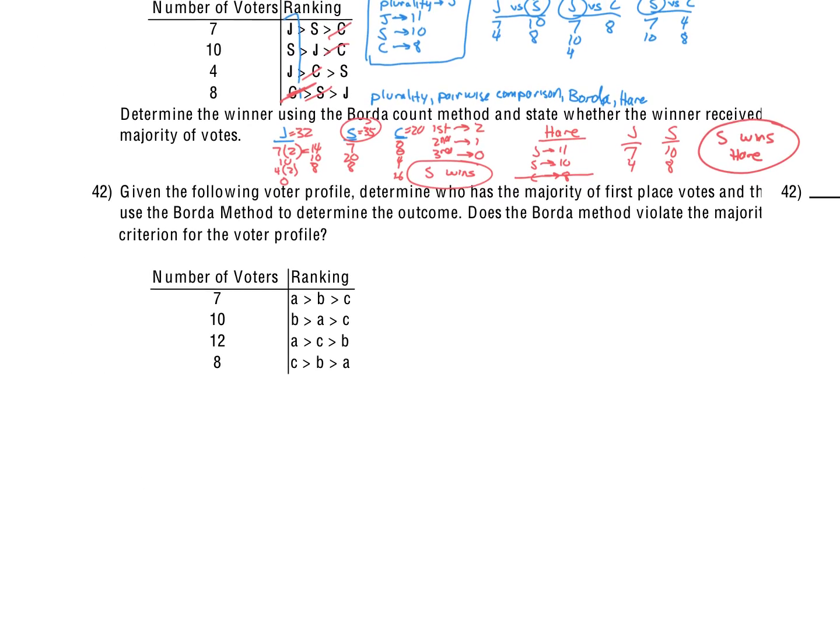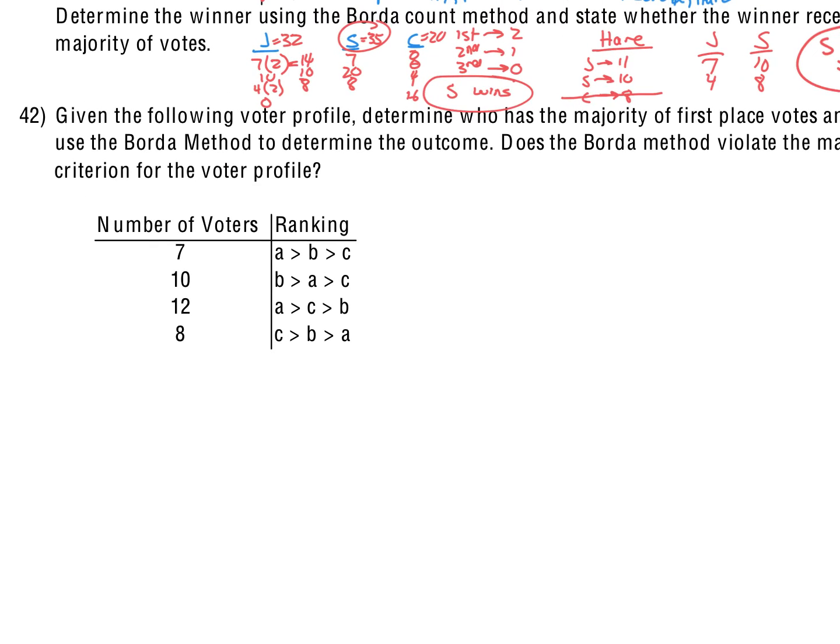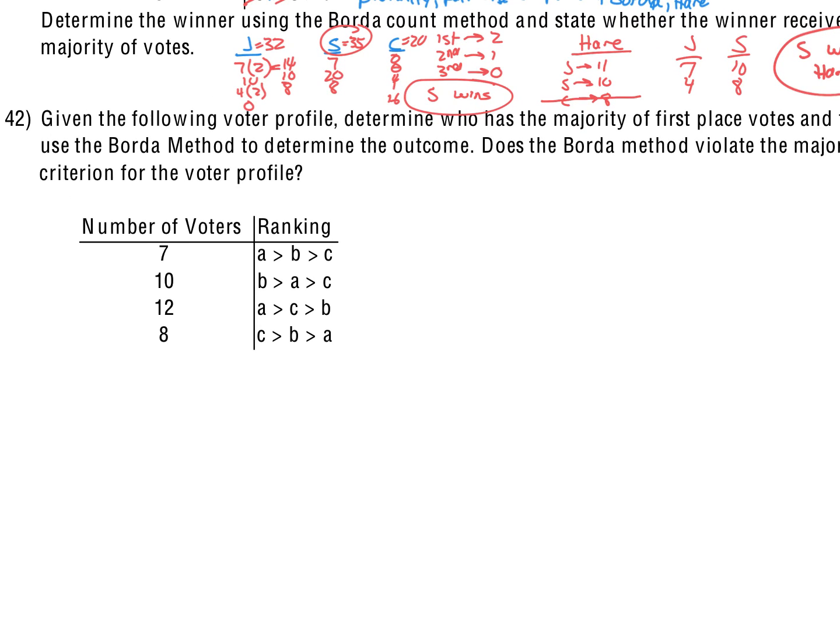Okay? Given the following voter profile, determine who has the majority of first place votes, and then use the Borda method to determine the outcome. Does the Borda method violate the majority criterion for the voter profile? Well, let's see. Okay, so I'm going to first actually calculate out A, B, and C using the Borda method.